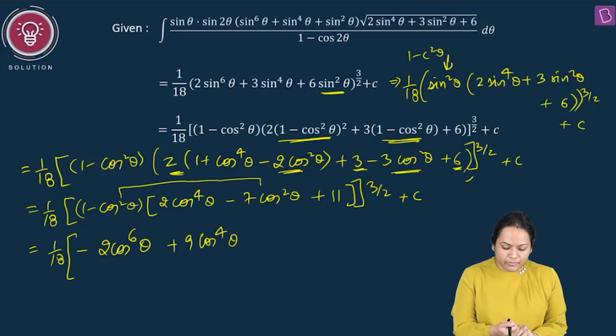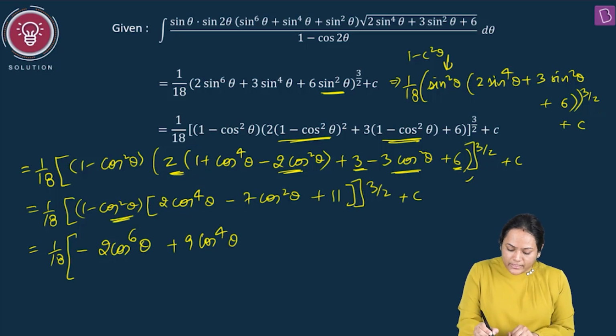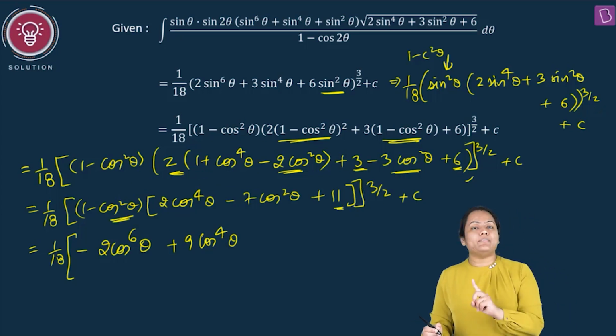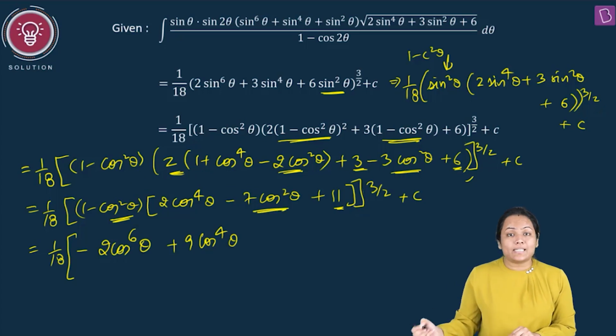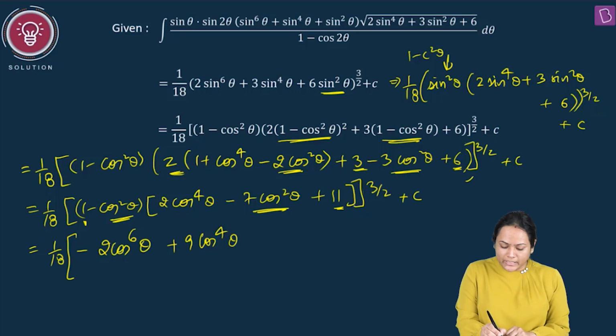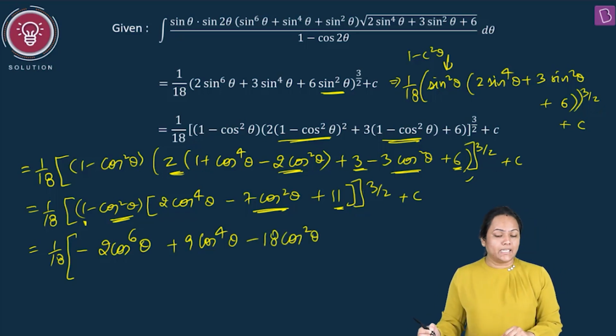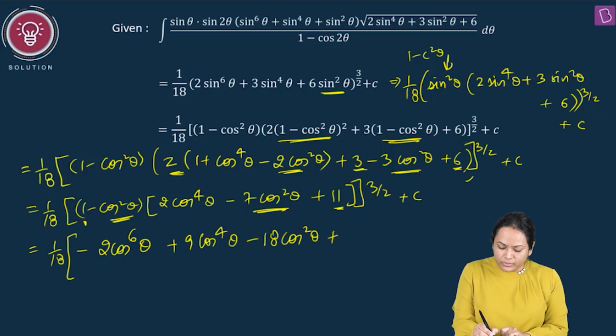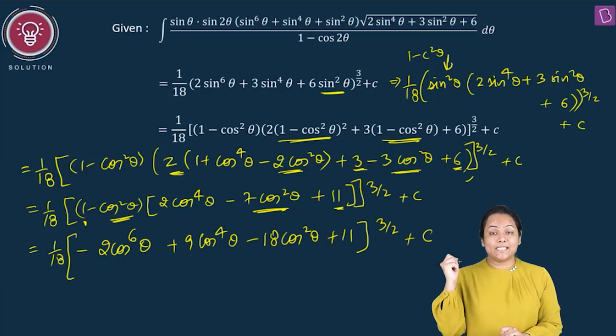Then comes my cos square theta term. So I'll have minus cos square theta into 11, that is minus 11 cos square theta, and minus 7 cos square theta into 1, which is minus 7 cos square theta. On combining, it's going to become minus 18 cos square theta, and the constant left will be 11. This whole raised to 3 by 2 plus c.